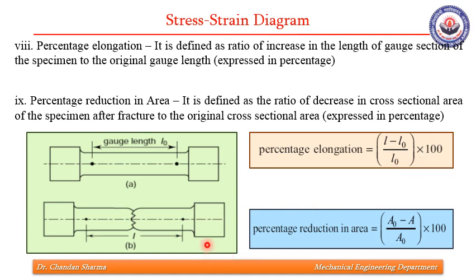Similarly, we can find how much area is being reduced. It is defined as the ratio of decrease in the cross-sectional area of the specimen after fracture to the original cross-sectional area. A0 is the initial area, A will be the final area, so (A0 minus A) upon A0 into 100, that will be the percentage reduction in area.